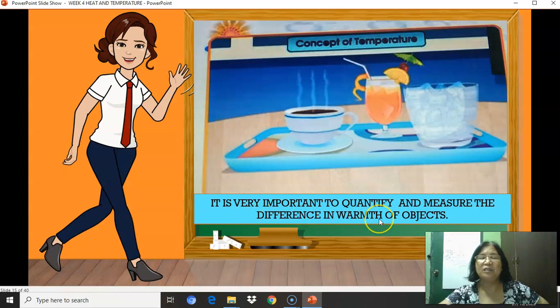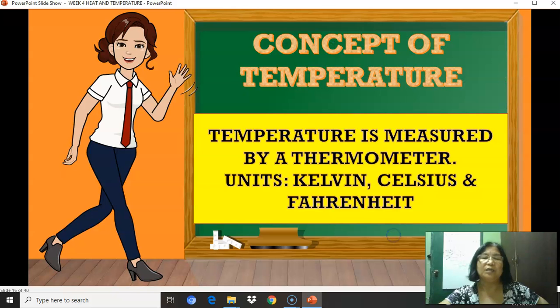So it is very important to quantify and measure the difference in warmth of objects. So gaano kainit o gaano kalamig. So we are talking about temperature. Now, temperature is measured by a thermometer. Now, the SI unit for temperature is Kelvin. Okay, other units that we are using are Celsius or centigrade and Fahrenheit. So these are some of the units used for temperature.